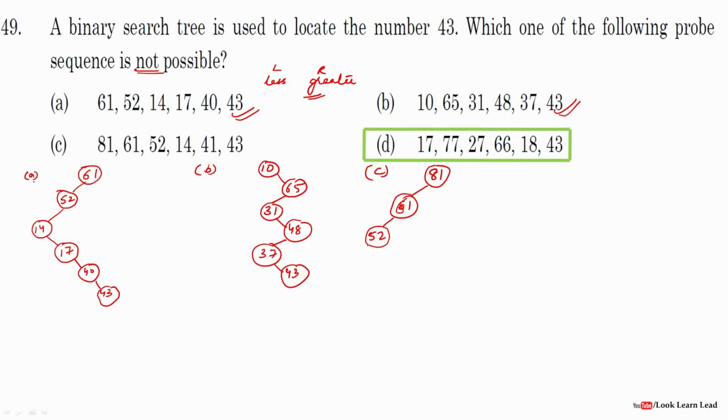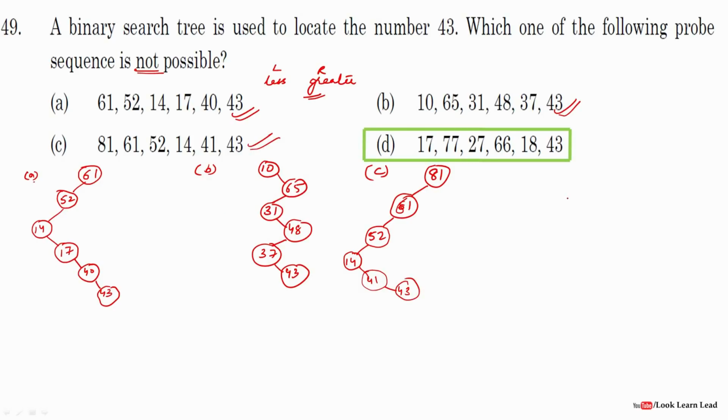14 is smaller than both, so 14 would be here. Okay, 41 is smaller than 81, 61, and 52, but it is greater than 14, so 41 would be here. Next, 43: it is smaller than 52 and greater than 41, so it would be here. So this sequence is also a possible sequence.